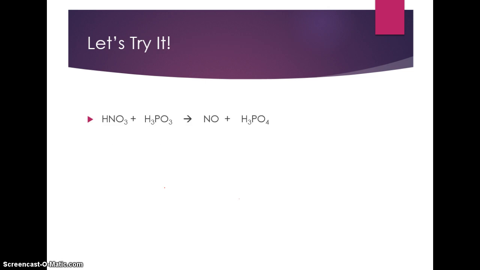The first thing that we always do is we assign oxidation numbers and we label our reducing and oxidizing agents and what's reduced and what's oxidized. What I'd like you to do is to write down this reaction and then to pause the video and to see if you can go ahead and get the oxidation numbers correct and correctly label the oxidizing agent, the reducing agent, what's oxidized and what's reduced.